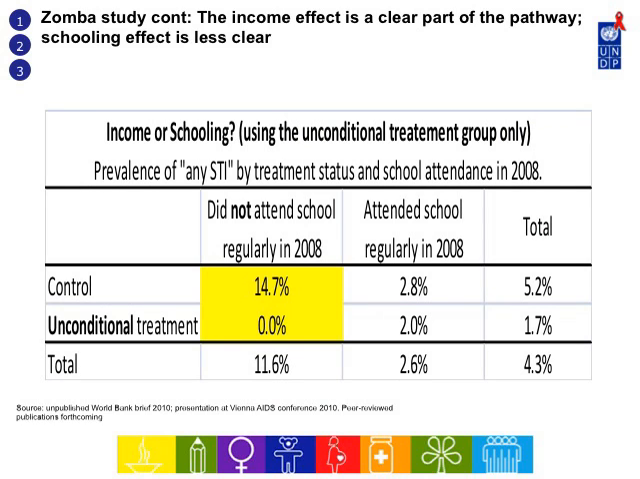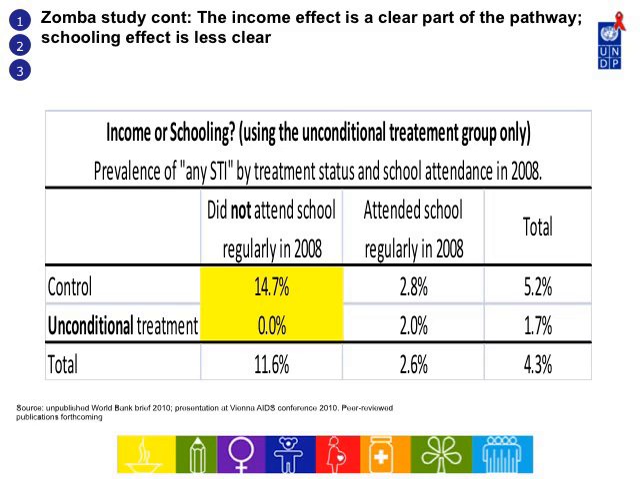This is a table from a presentation that was given on this study at the Vienna AIDS conference, and it was meant to clearly show that there's definitely an income effect if you look at this highlighted section. If you just isolate the girls who did not attend school regularly, who were then randomized to control or unconditional cash transfers, there was a marked decrease in their STI prevalence. Now, that doesn't necessarily mean that schooling doesn't have any effect.